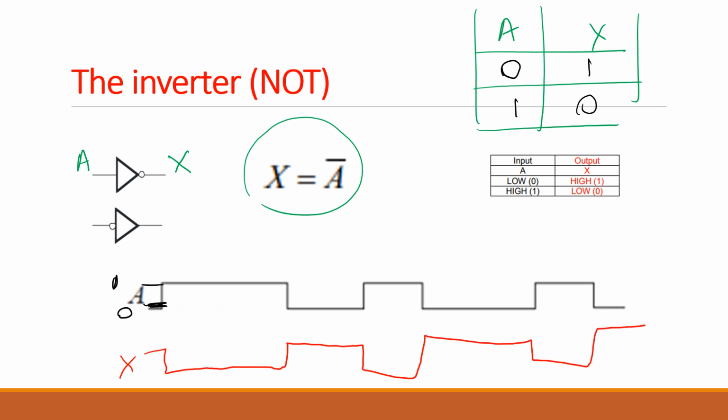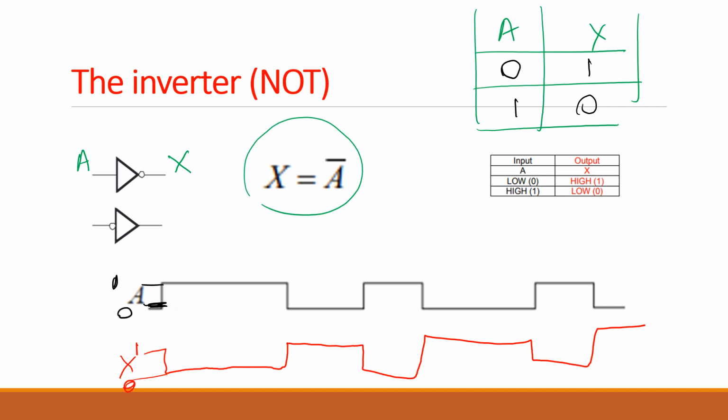This is your 0 here, and this is your 1 here. Whenever your A is 0, your X should be 1. Whenever your A is 1, X should be 0. So it is opposite, like the mirror image of the wave. Makes sense? So for the NOT gate, you need to know these things.